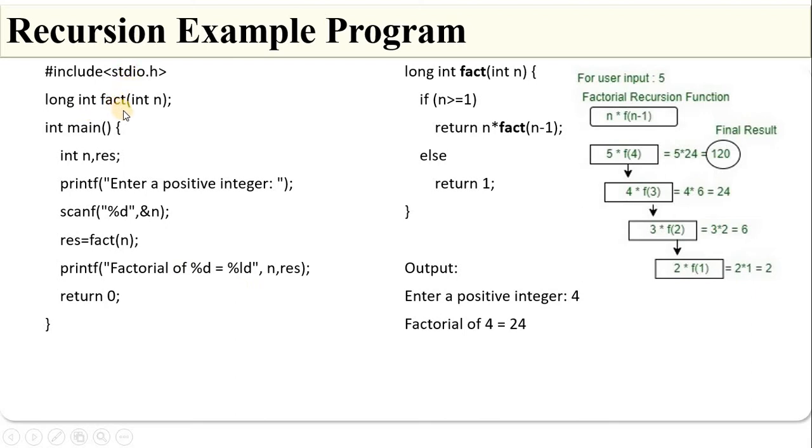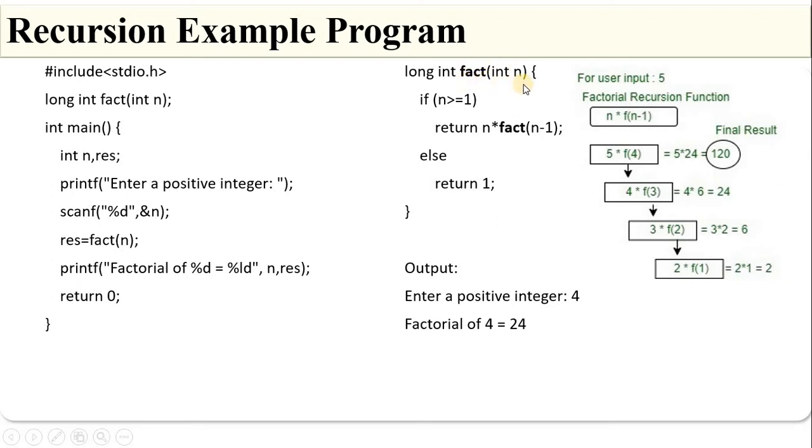Assume we are trying to find a factorial. In the main program, we are asking the user to enter any positive number to find the factorial. We take that n value here and call another function, fact, passing the value of n to find the factorial of that number. Once the factorial is received, I am just printing it out in this program. Let's see the factorial function.